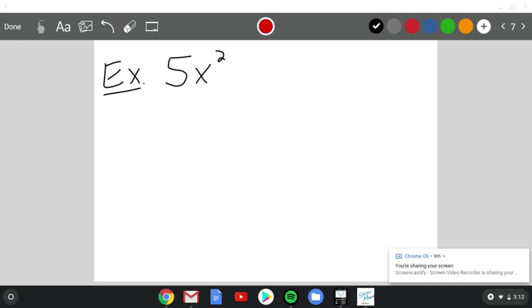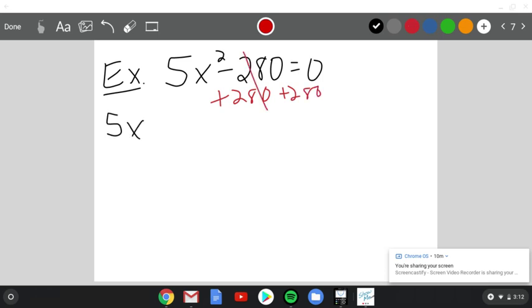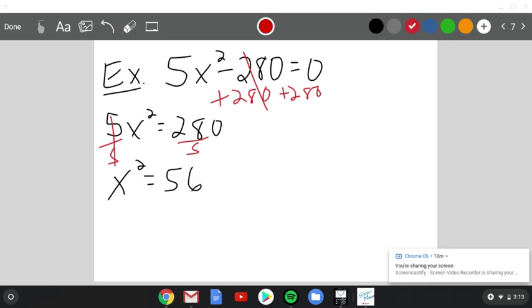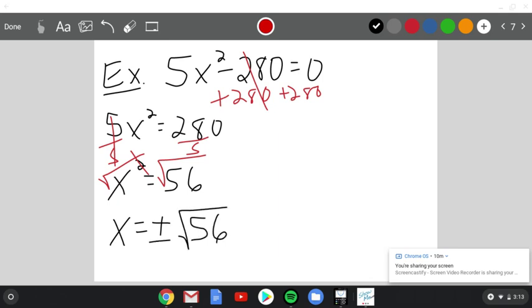Five x squared minus 280 equals 0. So we'll add the 280. 5x squared is 280. Divide by 5. X squared is 56. Square root both sides. 56 is not a perfect square. Don't forget your plus minus. So we're going to have to break that down.